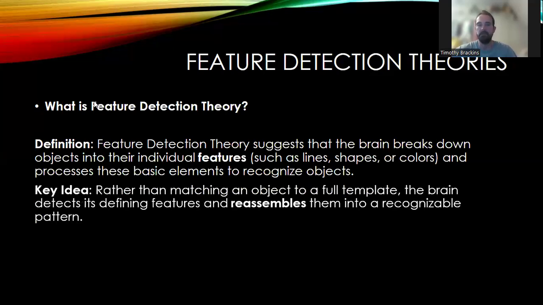So rather than matching an object to a full template, the brain detects the defining features and then reassembles them into a recognizable pattern. So again, you can kind of stop and think a little bit about this. Do you think this is efficient? Is this not efficient? Is this a good way to perceive things in the environment? Do you think this is something that our brains would evolve to do? Does it make sense to do this?